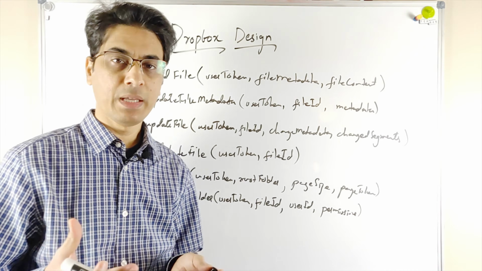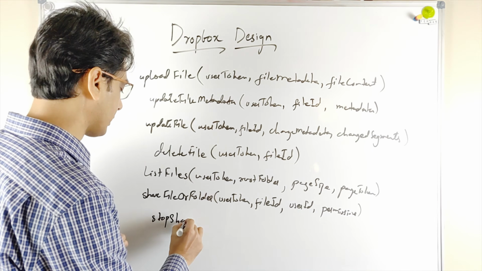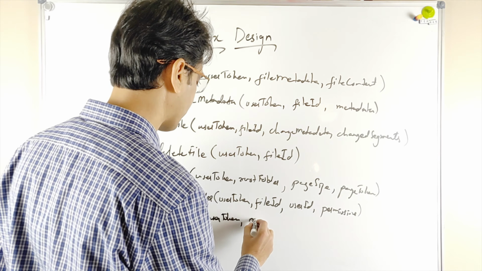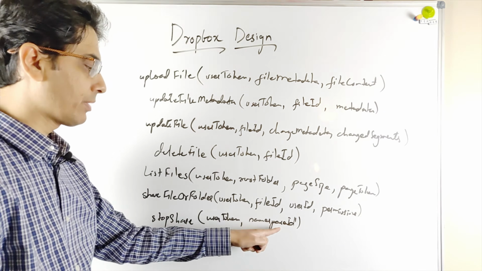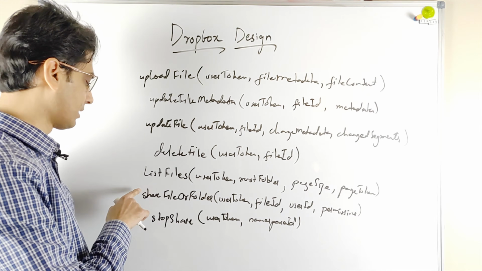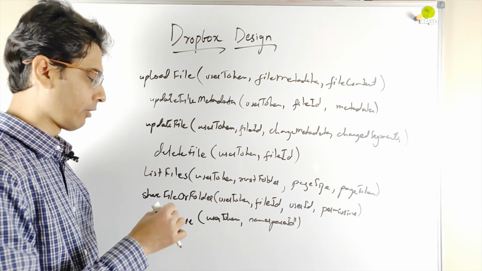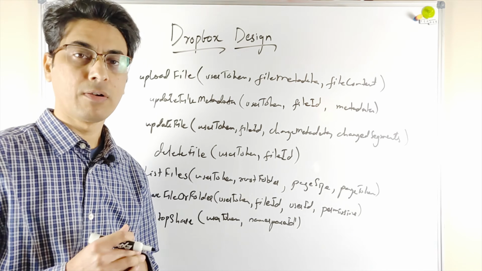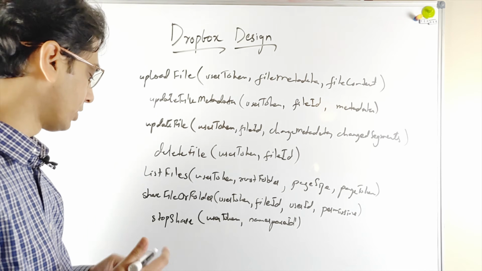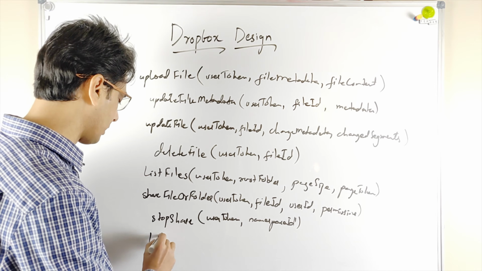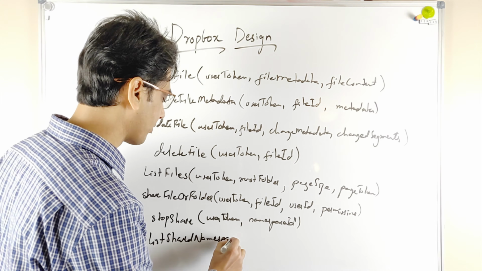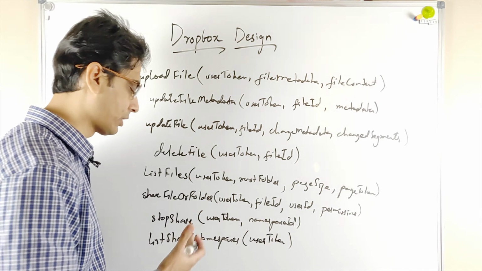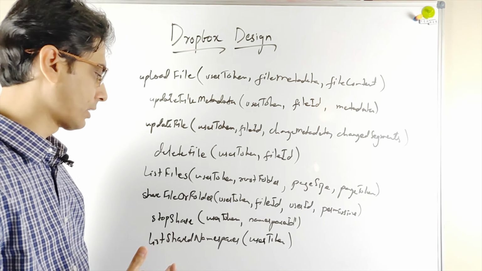Similarly, there can be an API for stop share, and it can take a user token and a namespace ID. By the way, this namespace ID is the ID that is returned by the share file or folder function. The namespace is a concept I will discuss later. And of course, a user can always list all the shared namespaces. So list shared namespaces takes user token as input, and returns all the shared namespaces for a user.